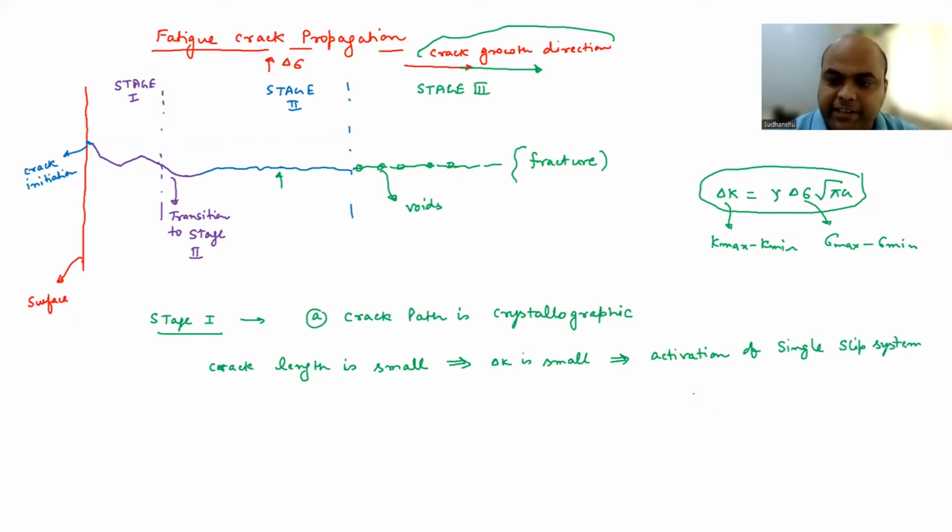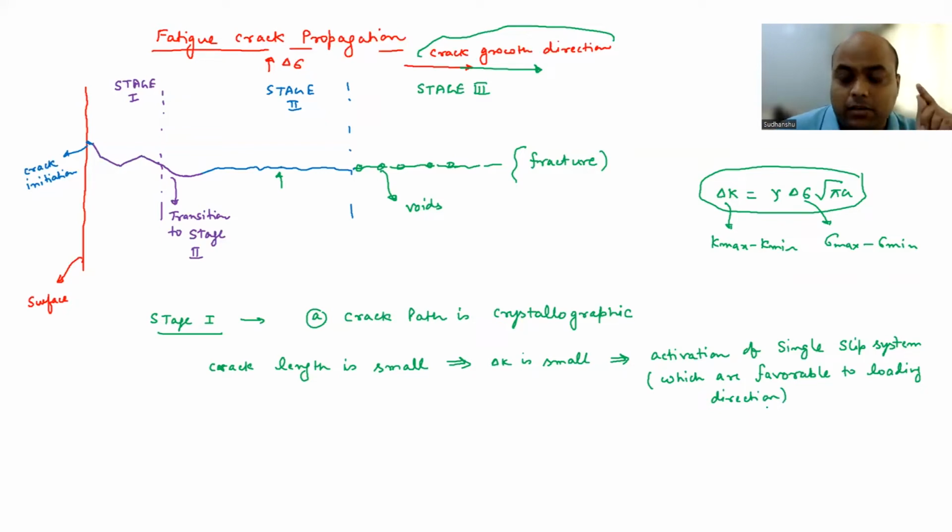And which is going to be activated? The one which is favorable to the loading direction, right? Correlate with your Schmid factor or CRSS. So which are favorable to loading direction. Okay. So now it initiated, it started propagating, and now a single slip system is getting activated.